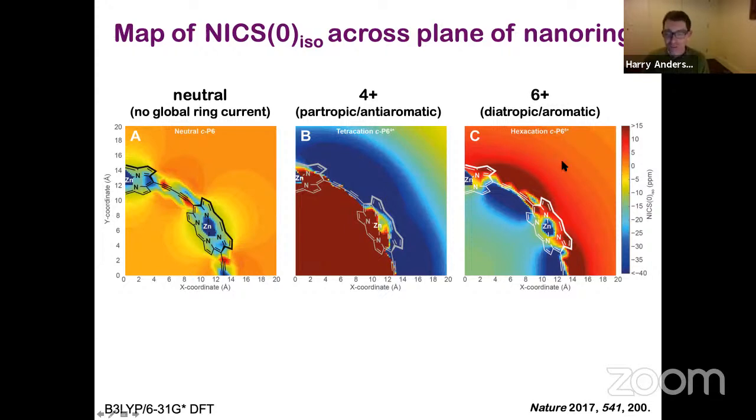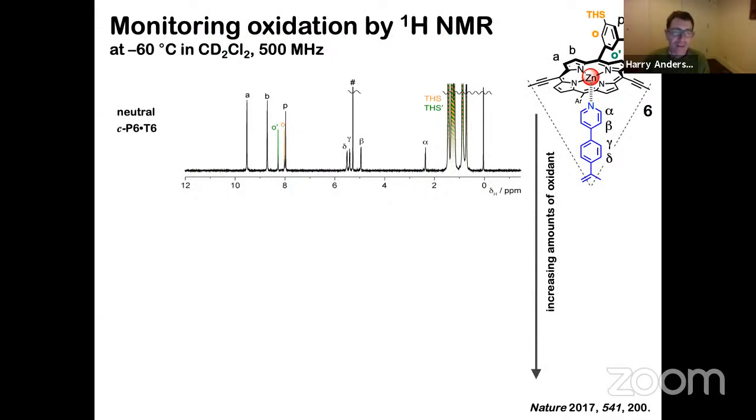But that's just a computational result. I should show you some experimental evidence that you really do get these huge ring currents. These are the NMR spectra in solution for a 6-porphyrin nanoring with a hexadentate template. I've just shown a sixth of it there. To start off with, this is a neutral molecule, so it doesn't have any global aromatic ring current, but each individual porphyrin is aromatic. You can see that because the alpha, beta, gamma, delta protons are strongly shielded.